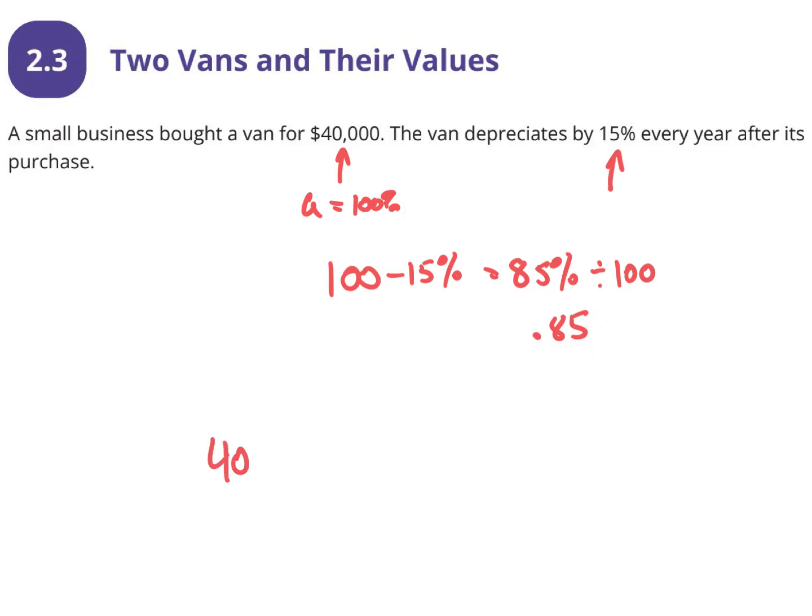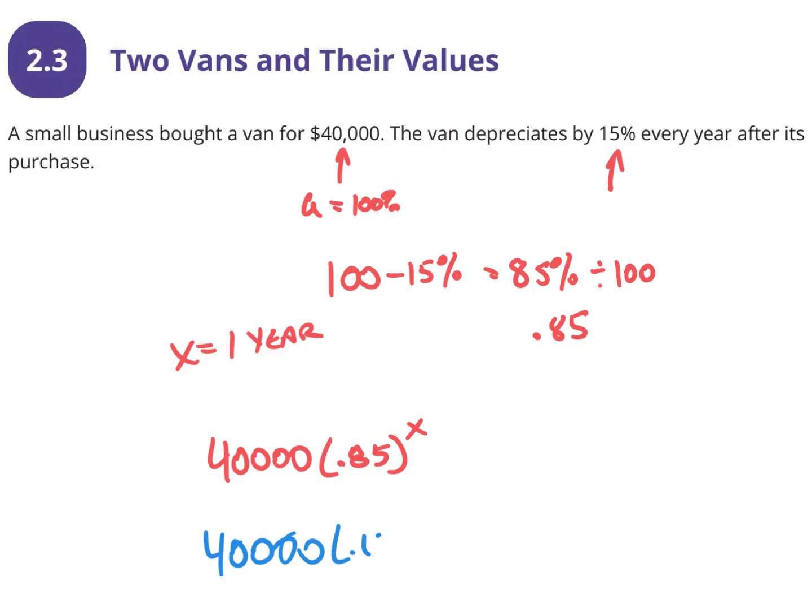Now we're going to write 40,000, 0.85 to the T or X, where X stands for 1 year. Now you might be saying, Mr. Walsh, why isn't this the equation? 40,000, 0.15 to the X. If you put both of these into the calculator, you will see great differences between the sums. This says the van, we're looking for what the van is worth, not what the van lost. This will give us 85% of each value each year.